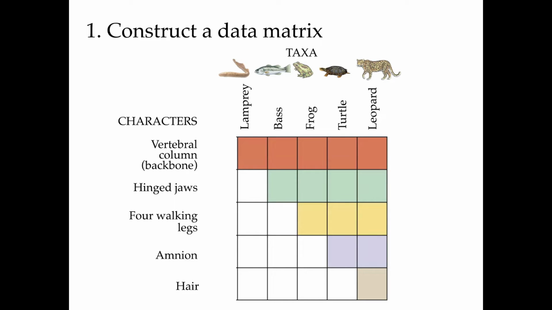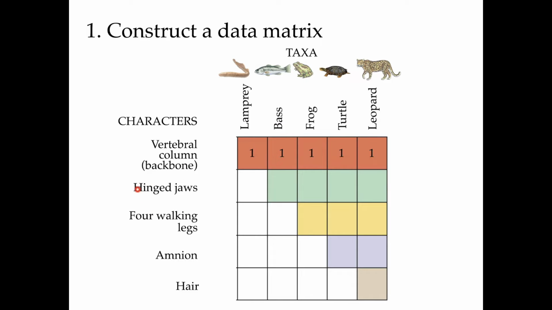So here I have my matrix, and I'm going to start by determining who will have each of those characteristics. For example, the very first here, backbone. Among these organisms, I'm going to see who has the backbone. Well, we know that all of them will have a backbone. So I'm going to add 1 for backbone for each of those organisms, because backbone is present in the lamprey, the bass, the frog, the turtle, and the leopard.